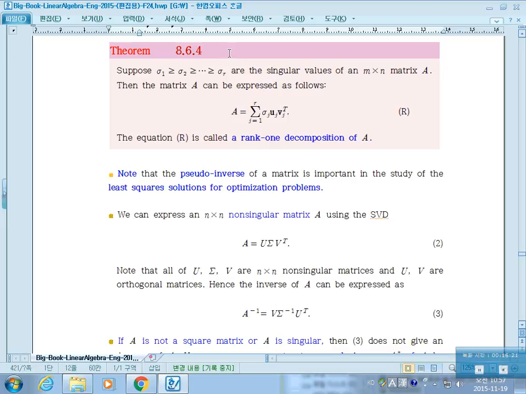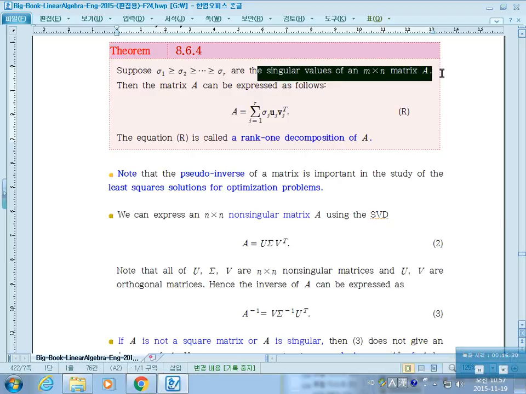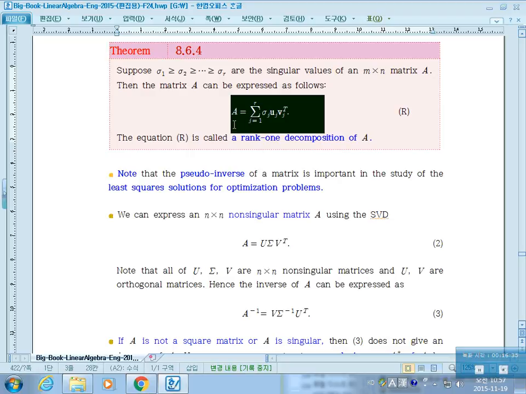Next theorem, 8.6.4. Suppose the sigma i's are located in decreasing order, and they are the singular values of an n by n matrix A. Then the matrix can be expressed like this: A can be written as the summation of the singular value sigma j times the jth column of the orthogonal matrix U, times the transpose of the jth column of the orthogonal matrix V.